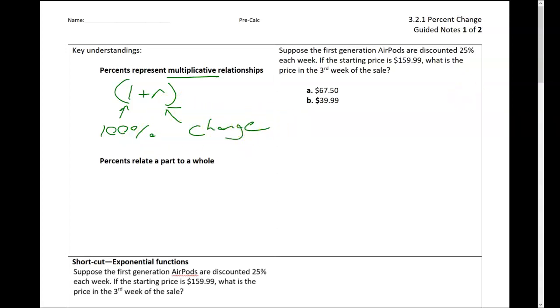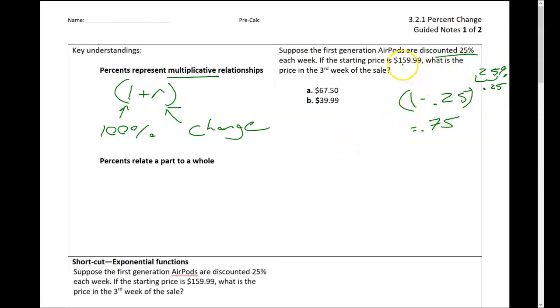Okay, so here in my AirPods problem, we're discounting by 25%, right? So 1 plus r, well, discount means the price is going to go down, so that r is going to be negative. It's going to be 1 minus 0.25. And you guys know, I'm sure, that 25%, we move the decimal place over twice, becomes 0.25. So we're multiplying times 1 minus 0.25. That gives us 0.75 is the factor by which we're changing this amount.